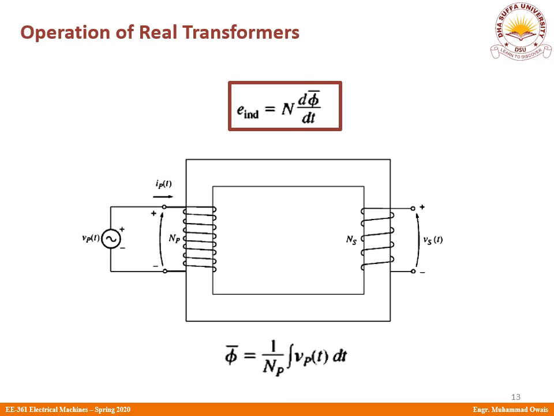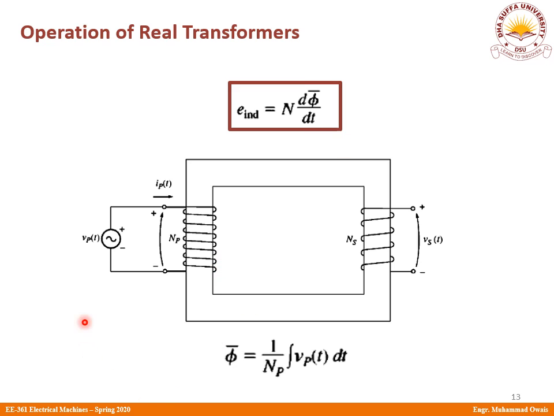So let's continue with our discussion on the operation of real transformers. In the previous slide, we found out that E induced is given by this relation. It's given by N dφ'/dt. What was φ' for us, students? φ' was the average flux per turn. We defined that the average flux per turn is represented by φ.